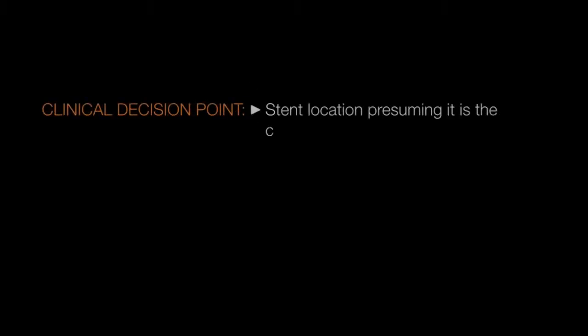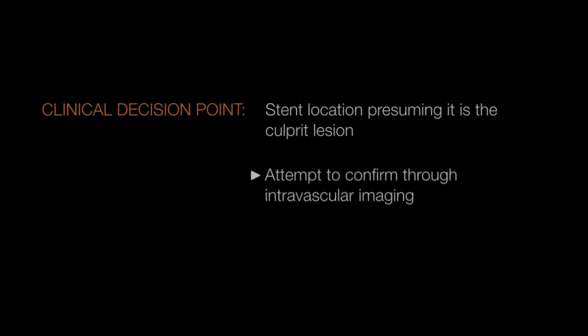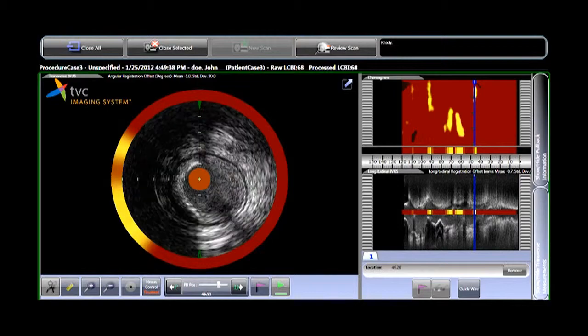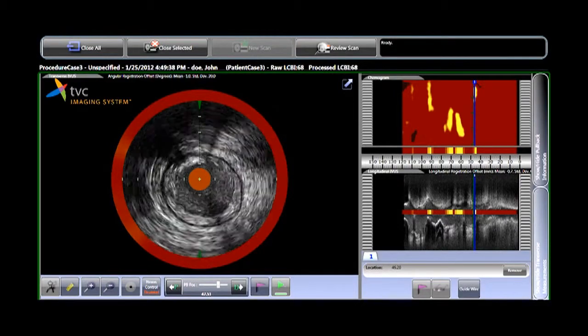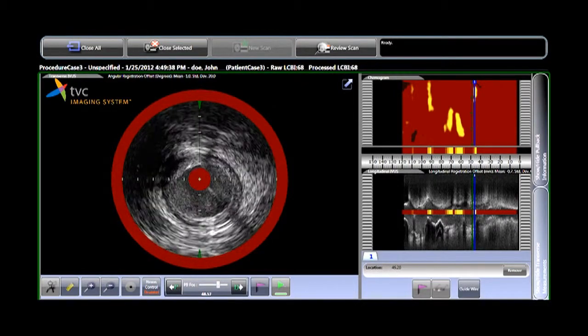Well, our debate was whether to stent that location and just presume that that was the source of the embolic event to her apical LAD, versus determine if it really was a ruptured plaque. And for that, we'd use intravascular ultrasound or some other imaging technologies. In this case, we chose to use the TVC Imaging System to see whether there was evidence of significant lipid core in that area as well.